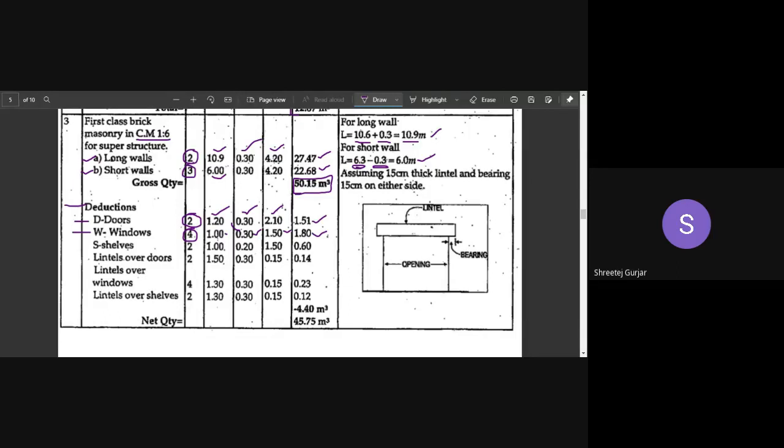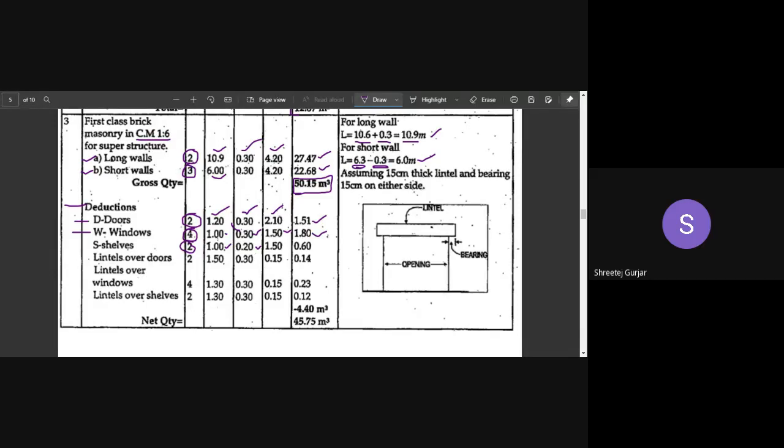Coming to shelves, in the plan you can see there are 2 shelves, and the size of the shelf is 1 meter in width. As for thickness, if you take 0.3 meter as the thickness, it will become a window itself, an opening. So you have to not take the entire thickness, but take 0.2, and 0.1 meter will be your wall. That is, a 0.1 meter thick wall will be there, and 0.2 meter will be your opening or shelf.